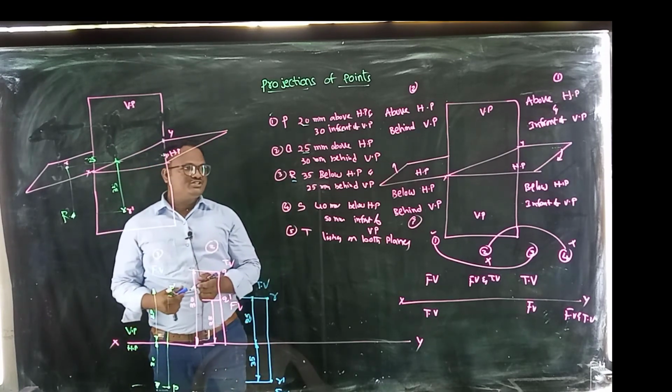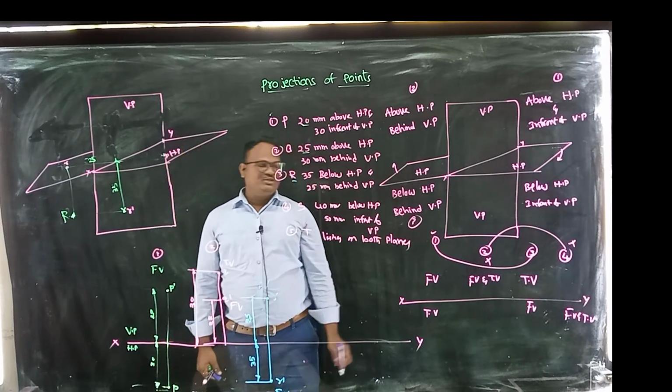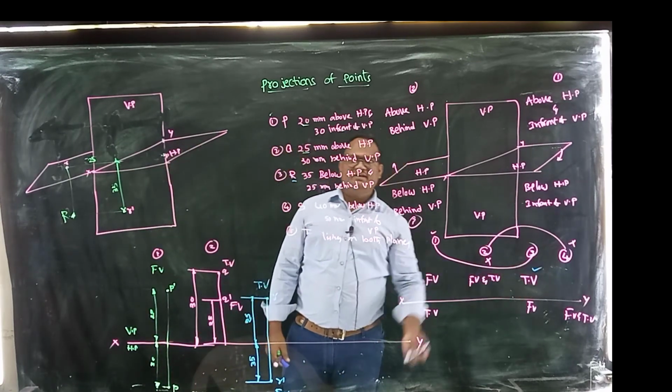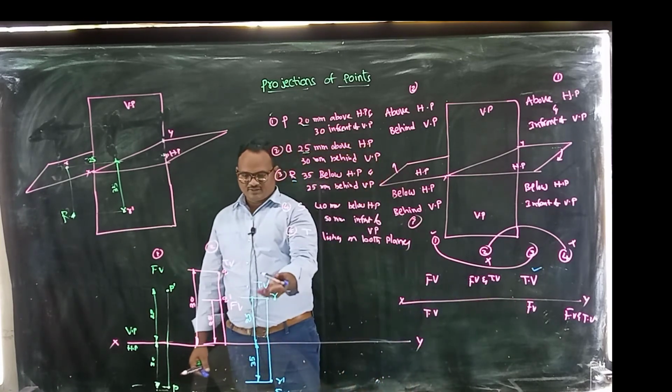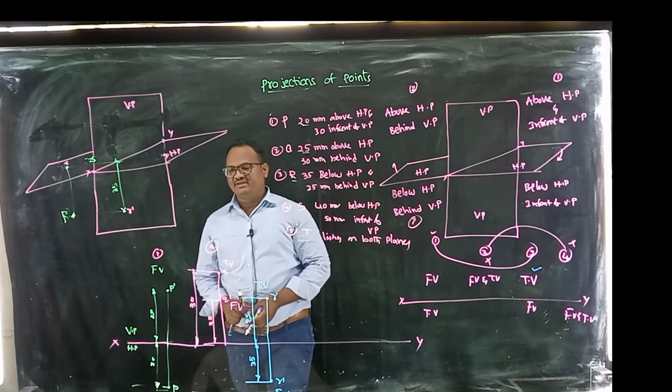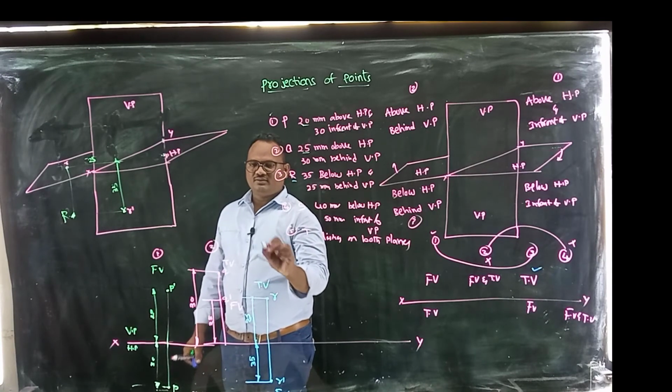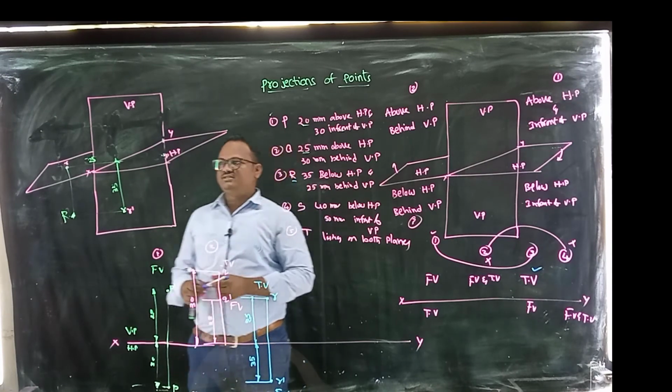So what is the condition for the third angle projection? Top view we will get above the reference line, front view we will get below the reference line. So the same condition is satisfied here. So this is the answer for the third one.